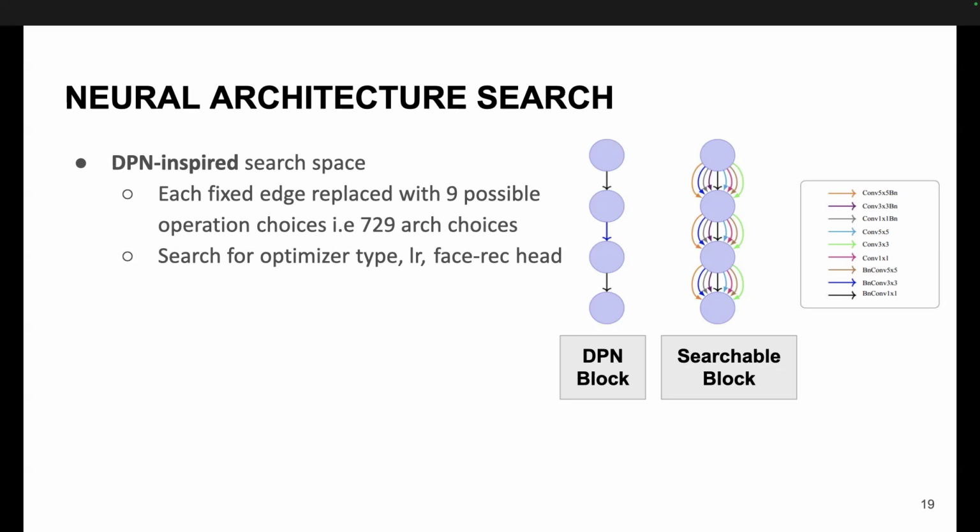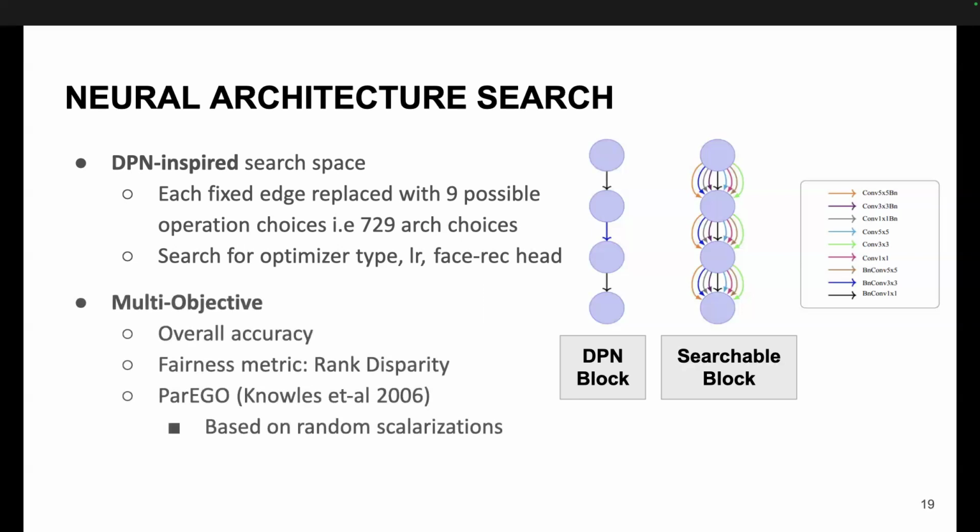But in addition to that, we also search for the optimizer type. We have options amongst Adam, SGD, and AdamW. We search for a learning rate, which is a continuous hyperparameter. We also search for the face recognition head, which could be CosFace, ArcFace, or MagFace. Then for multi-objective optimization, we choose a very simple algorithm, ParEGO, which is based on random scalarizations. The 2 metrics of interest here are the overall accuracy and the fairness metric, that's rank disparity.